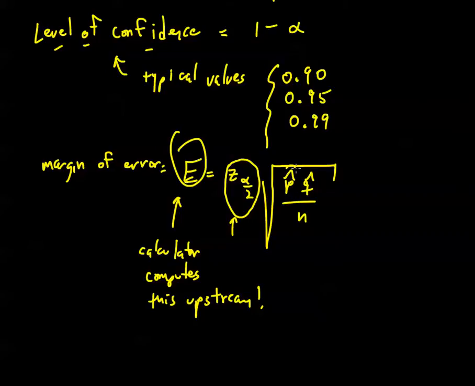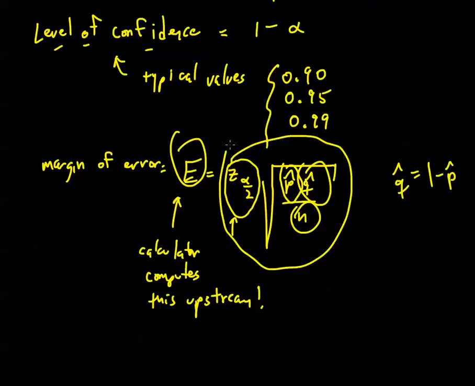p hat, of course, is your sample proportion. q hat, kind of goes without saying, is the probability complement of p hat, in other words, 1 minus p hat, and little n is the sample size. We won't be using this formula directly, but certainly the calculator will be computing our margin of error upstream.